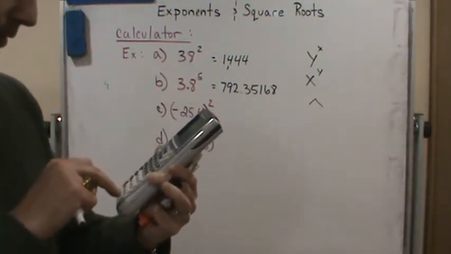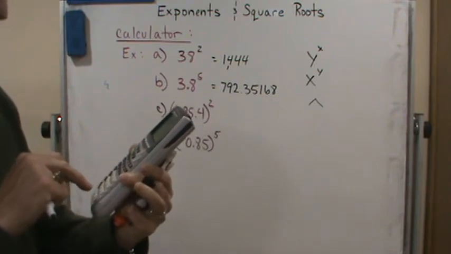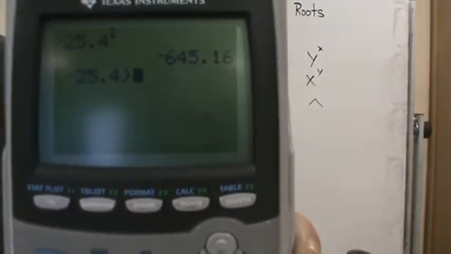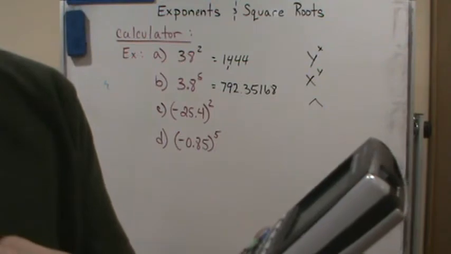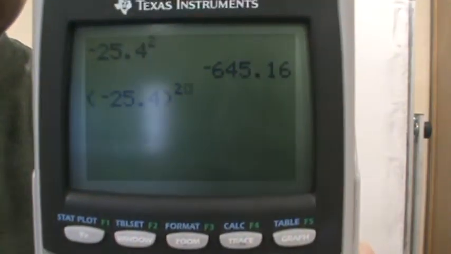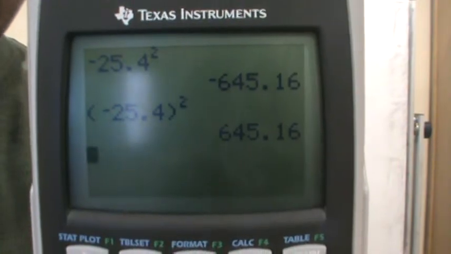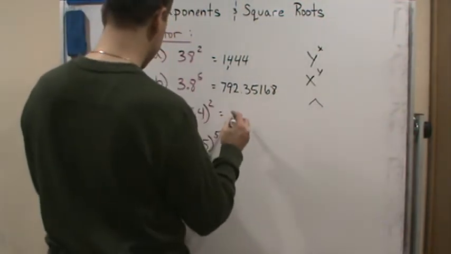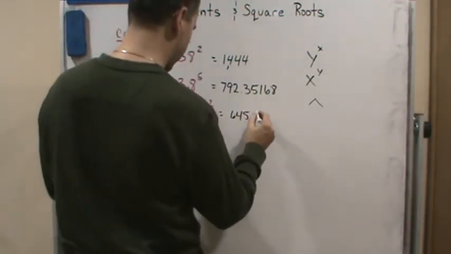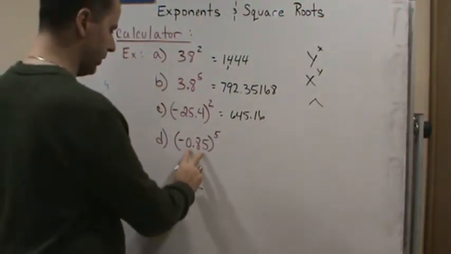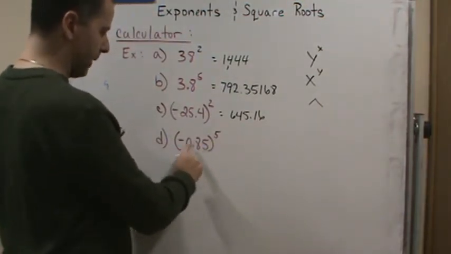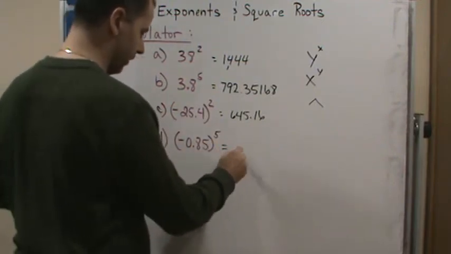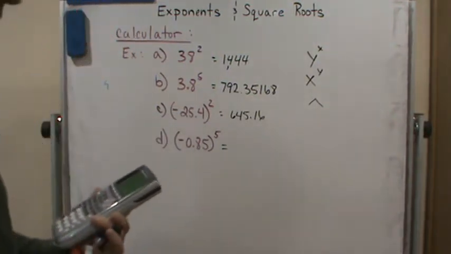So I'm going to put parentheses and then negative 25.4 parentheses. Now here's my parentheses, and now I'm going to put the exponent in. And now if I hit enter, it gives me the correct answer, positive 645.16. And then of course, we could do this. Now this is going to be negative because it's to the 5th power, so it's an odd number of negatives. So we know this is going to be negative, which is also another little gut check to do.